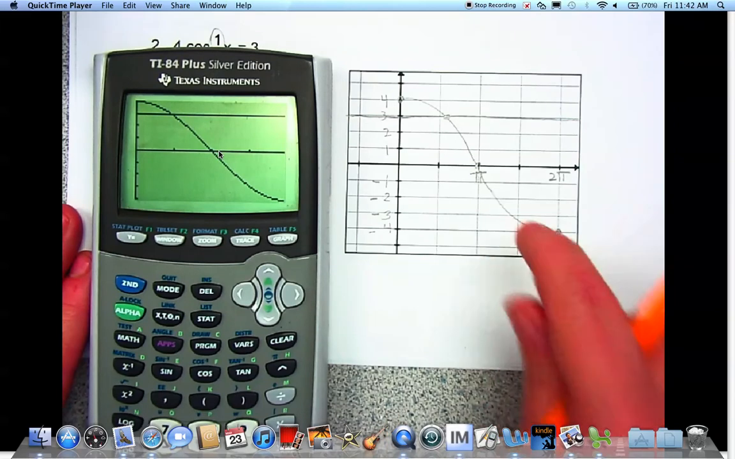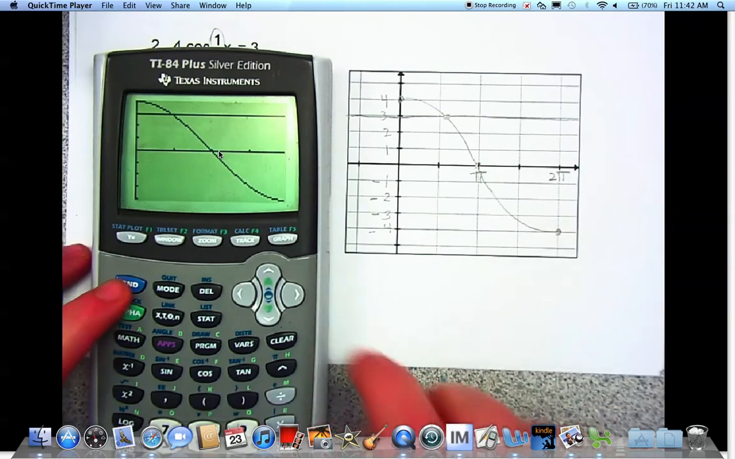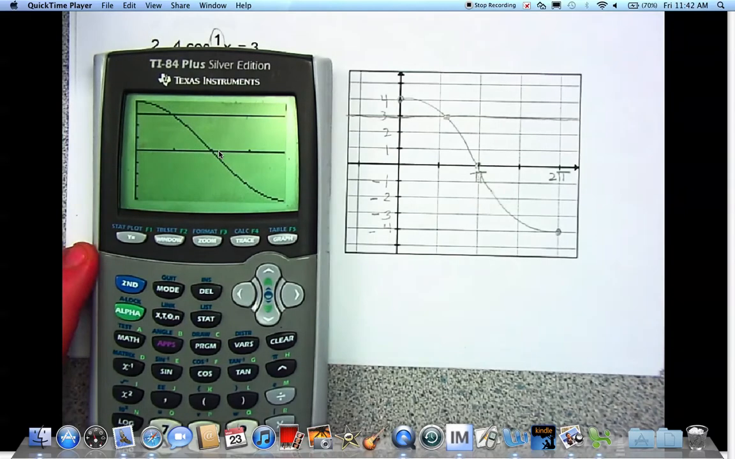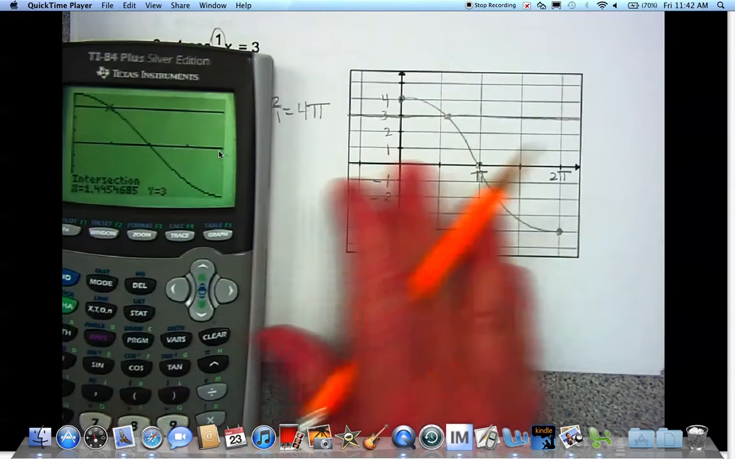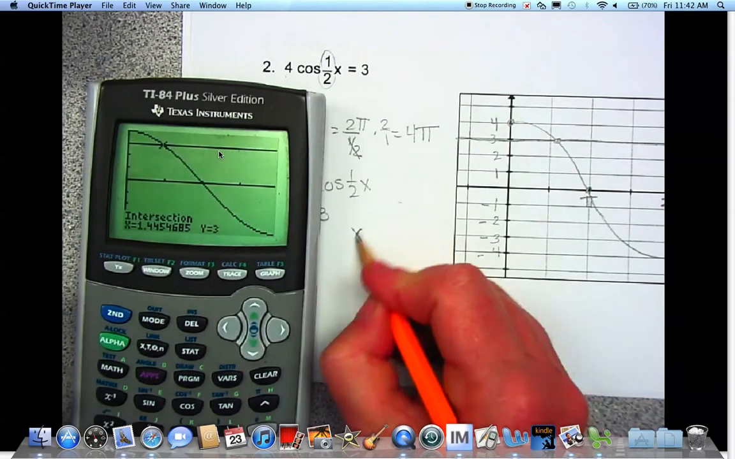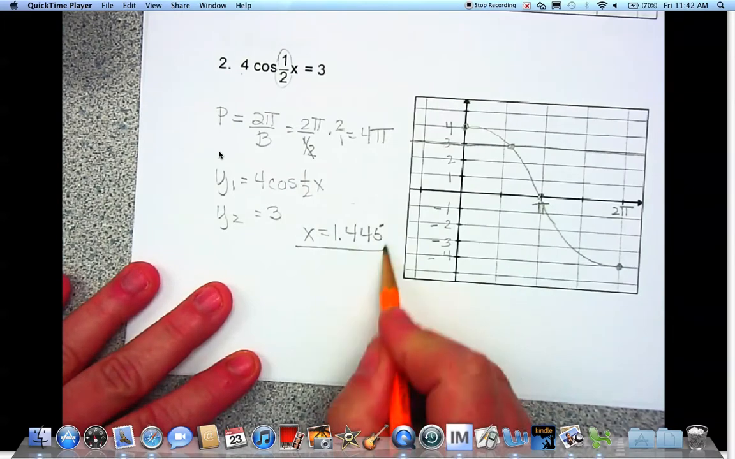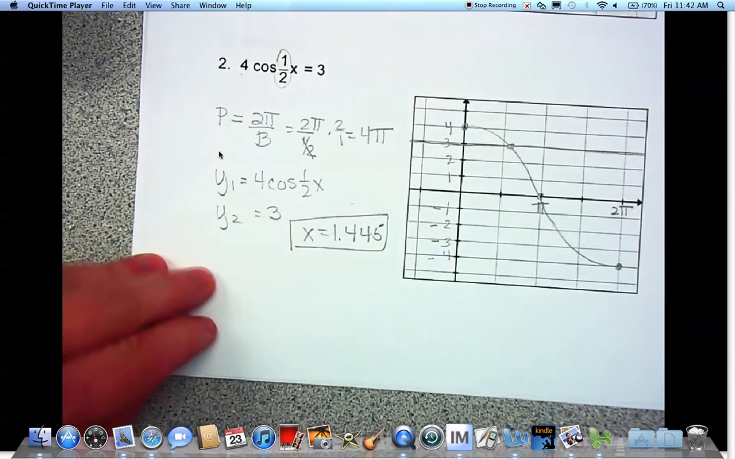It should look like the graph on your paper.